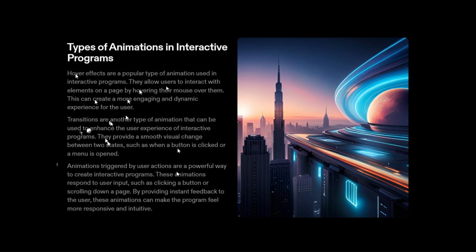Another type is triggered animation. Animation is triggered by using actions, a powerful way to create interactive programs. This animation responds to user input such as clicking a button or scrolling down a page. The other types are micro interactions. Micro interactions are small, subtle animations that provide feedback and enhance the user experience. And then transformations. Transformation involves animating the position, size, and rotation. And then scroll animations. Scroll animations are triggered by the user scrolling the program's content.